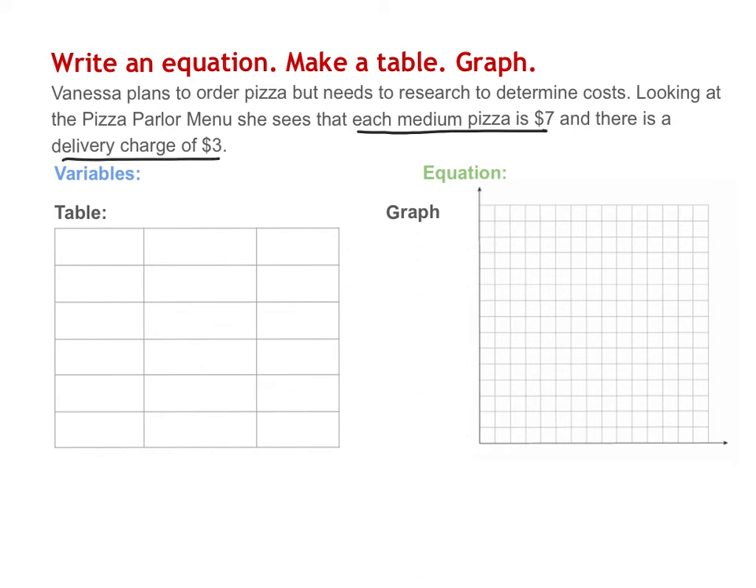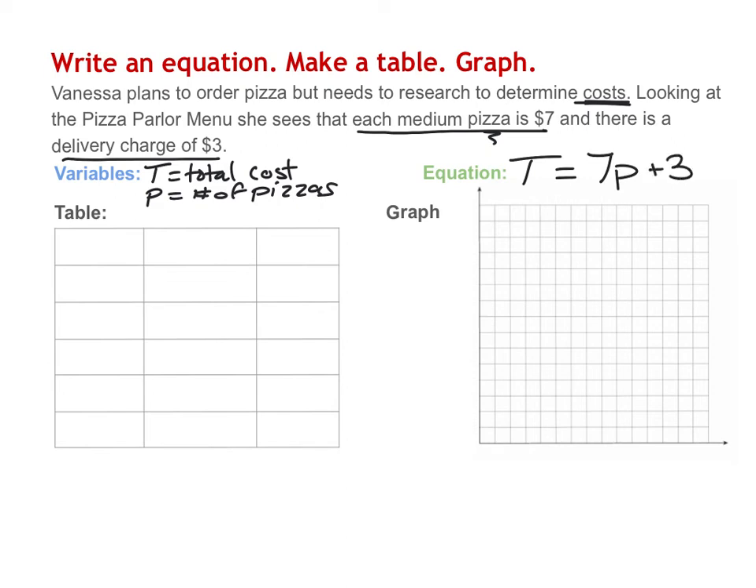So it looks like we have to determine our cost. Our outcome would be T, our total cost. And our cost, it looks like, depends on the number of pizzas she buys. So P is the number of pizzas. Those are our defining of our variables. So to find the total cost, she would be doing $7 for every one pizza she buys plus that $3 delivery fee.